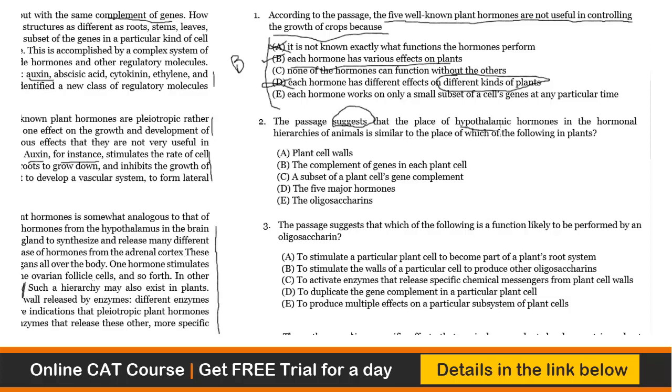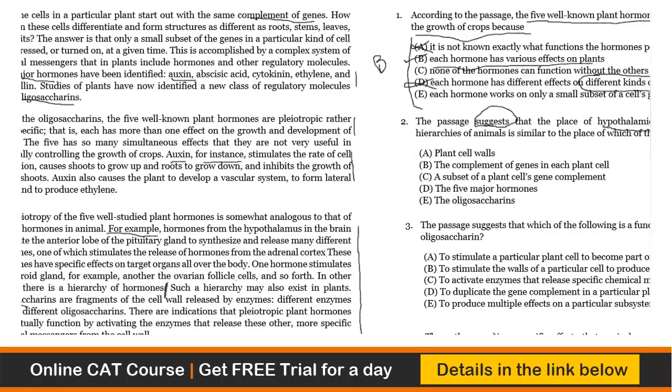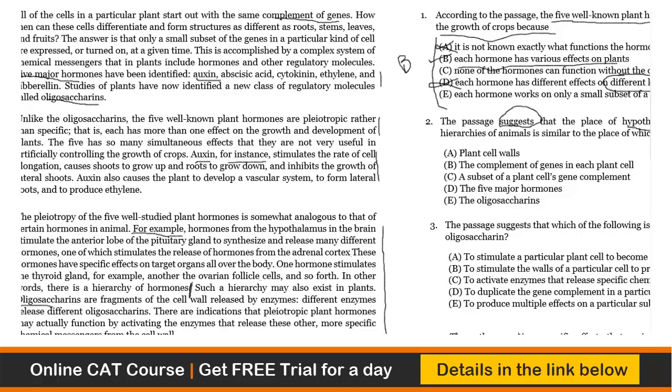Now we know that the word hypothalamus has come in the third paragraph. So we have to go to the third paragraph, look where the word hypothalamus has come, and read this. It says the pleiotropy of the 5. So what do you mean by pleiotropy? The author has said that the 5 plant hormones are pleiotropic. So when they are pleiotropic, that means each has more than one effect, right? The pleiotropy of the 5 well-studied plant hormones is somewhat analogous to that of certain hormones in animals.